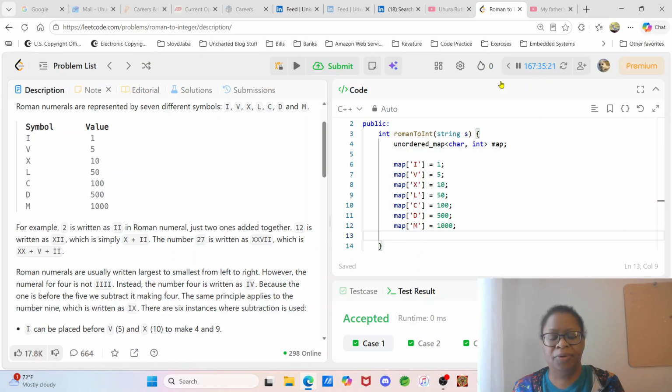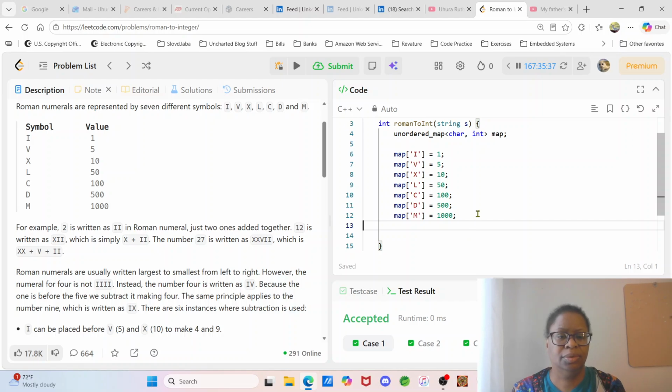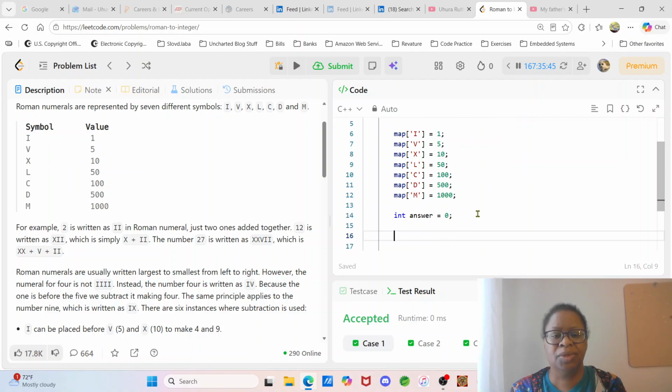That's going to basically be our translator. The next thing we need to do is have our return value. What are we going to return? We're going to return int answer, and we're going to initialize it at 0. Now we have our translator and we have the answer we're going to return.